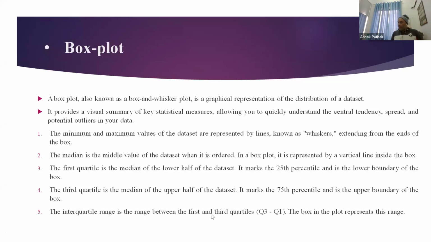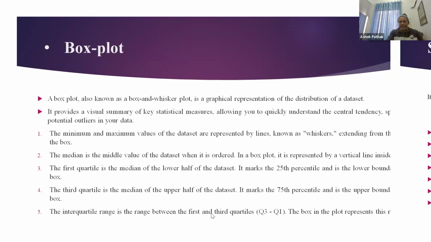So what is a quartile? There are four quartiles. A quartile is a point which divides the data into segments. The first quartile divides the data so that the first segment has 25% of the data and the remaining segment has 75%. Q2 is the median, which divides the data into two equal parts. For the third quartile, we have 75% of the data on the left-hand side and 25% on the right-hand side. The interquartile range is the third quartile minus the first quartile. So these are statistical measures.